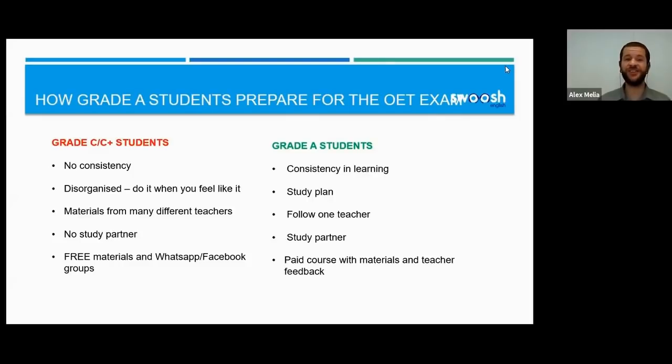So, consistency in learning. Grade A students are so consistent. They are preparing every single day, even when they don't want to prepare, even when they don't want to learn. They've come home from a 12-hour shift at hospital.